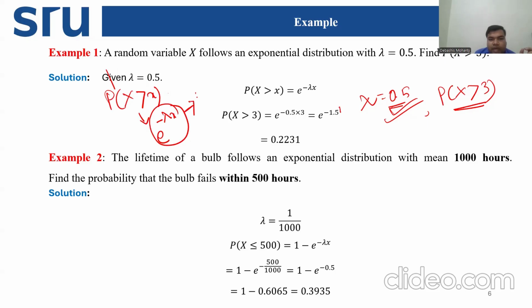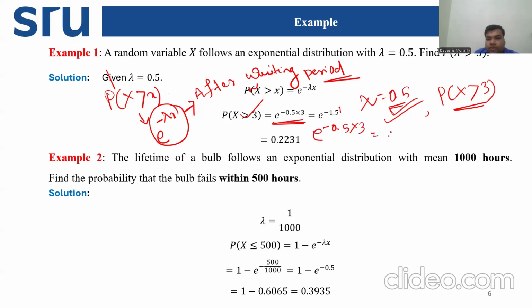Okay, any time after the waiting period, if we are going to calculate after the waiting period, students, the probability of x greater than 3 is equal to e to the power minus lambda x. Lambda is 0.5, so e to the power minus 0.5 multiplied by the x value. The x value means waiting time, that is 3. So that is equal to e to the power minus 1.5. This value equals 0.2231. Okay, so this is a short problem.